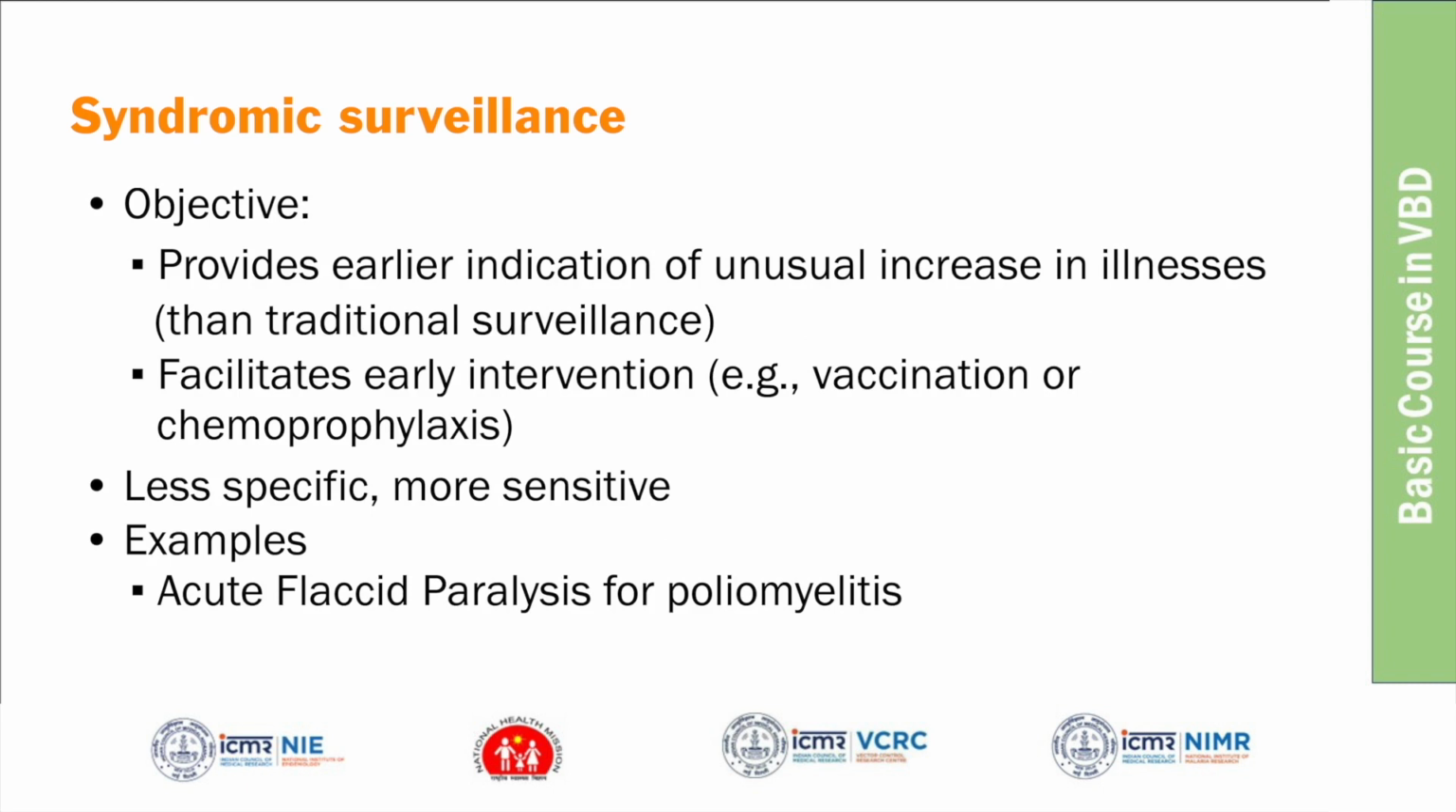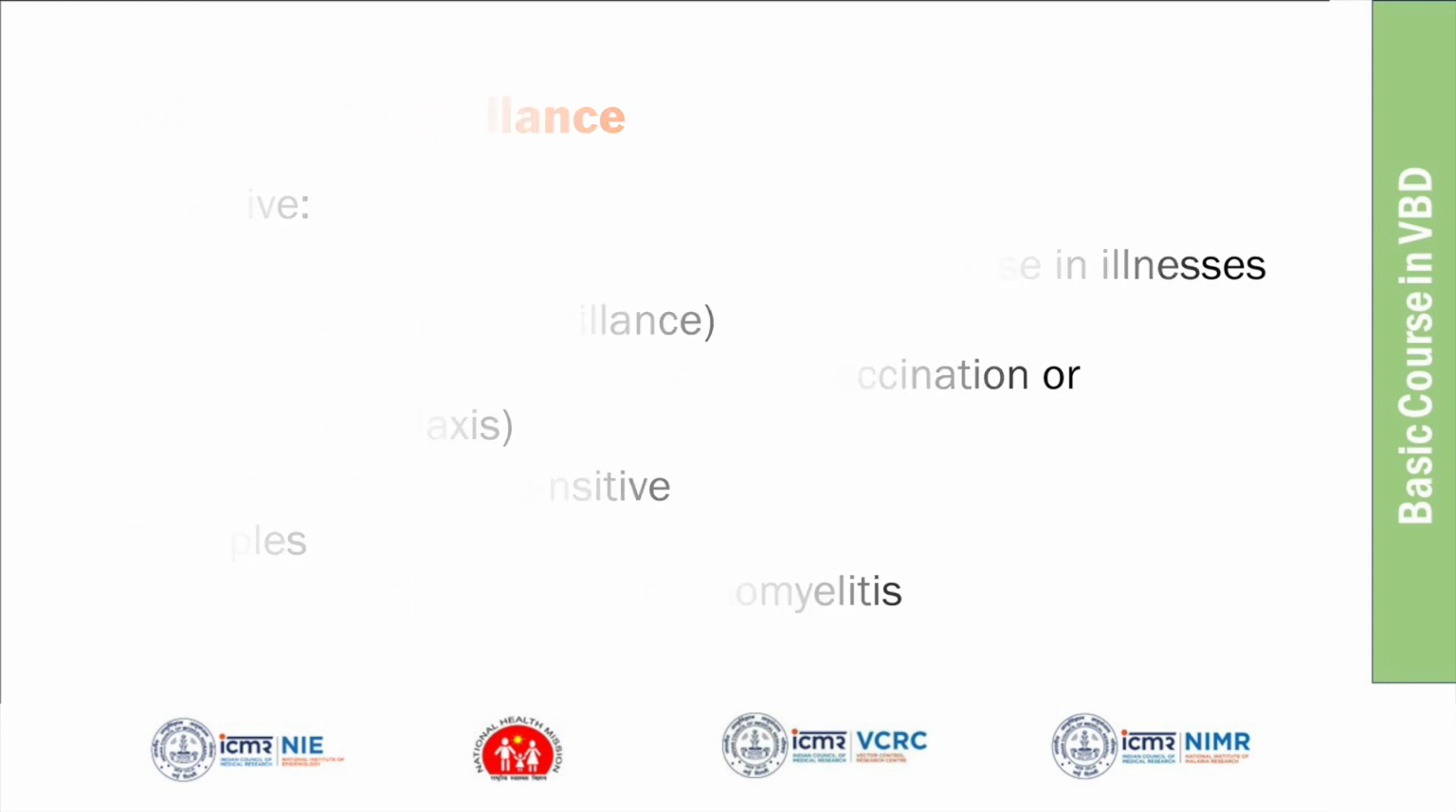So basically, the objective of syndromic surveillance is to provide an earlier indication of an unusual increase in illness, and it's used to facilitate early interventions. It's less specific and more sensitive, like acute flaccid paralysis for polio.